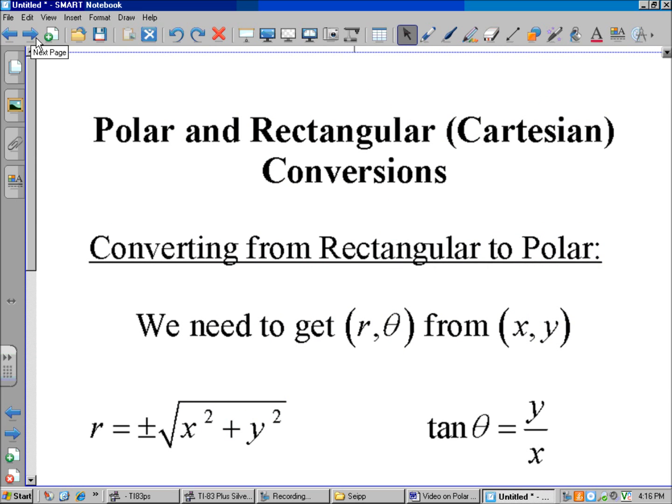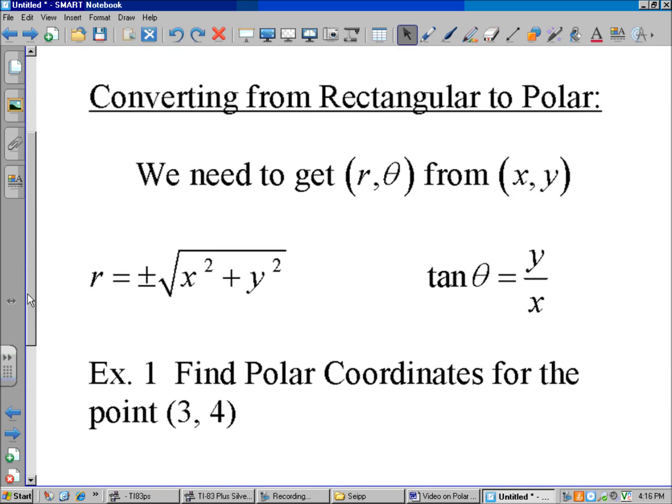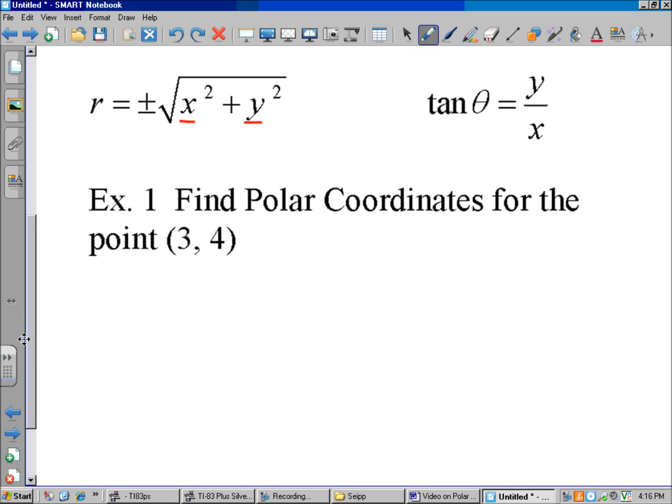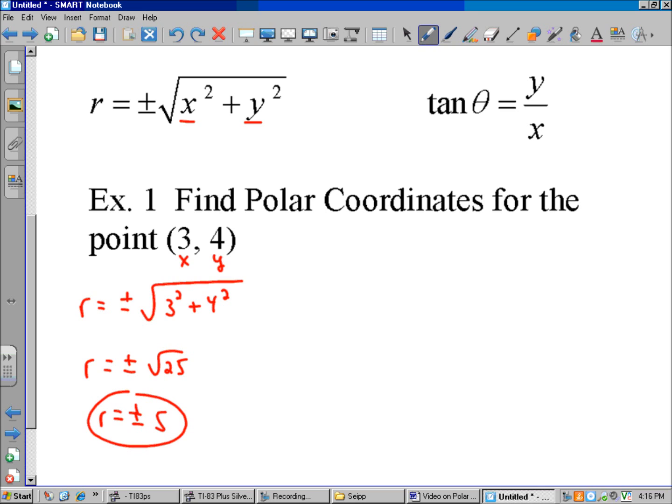Let's talk about conversion formulas. We can convert from rectangular, so if we had an x and a y, we could go from rectangular to polar using these two formulas. To get my r value, I'm going to do plus or minus the square root of 3 squared plus 4 squared, which is r equals plus or minus the square root of 25, or r equals plus or minus 5. Is it positive or is it negative? We'll talk about that in 1 second. I just went over that on the previous screen, but we'll talk about it in 1 second.